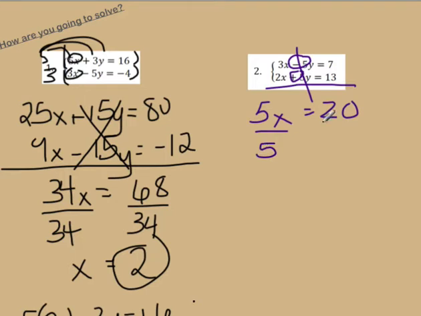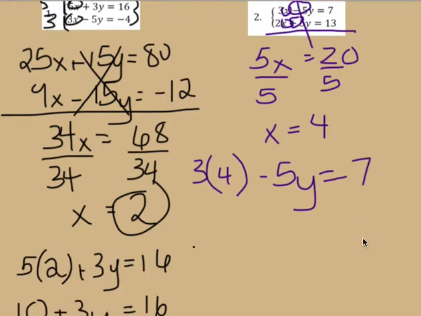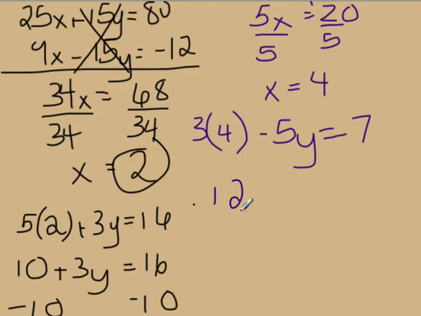So then I'm going to go ahead and divide both sides by 5, and I get that x is equal to 4. So then I'm going to plug in x either there or there. So let's take it out of the first. So for the x, I can plug in 4 instead. Then minus 5y is equal to 7. So 3 times 4 is 12, minus 5y is equal to 7.